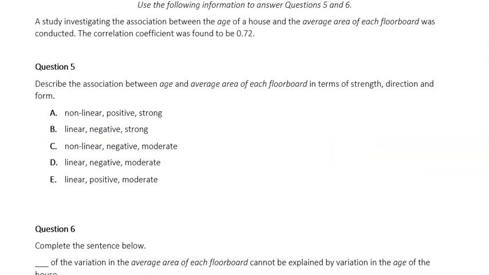Okay, the following information will be used for both question 5 and question 6. A study investigating the association between the age of a house and the average area of each floorboard was conducted. The correlation coefficient, so here we're talking about our R value, was found to be 0.72. Describe the association between age and average area of each floorboard in terms of strength, direction, and form.